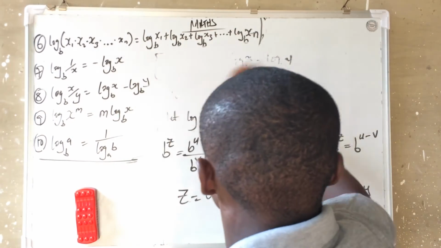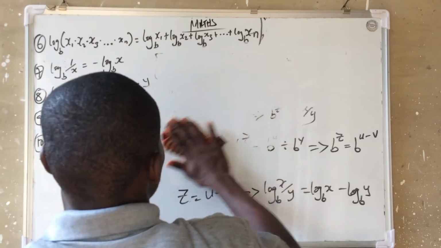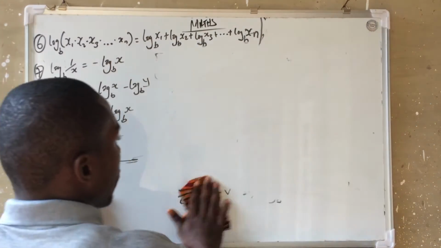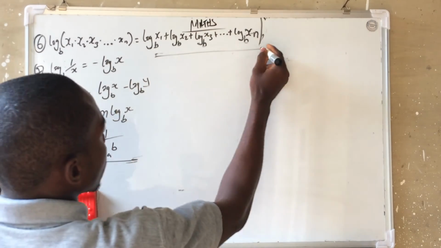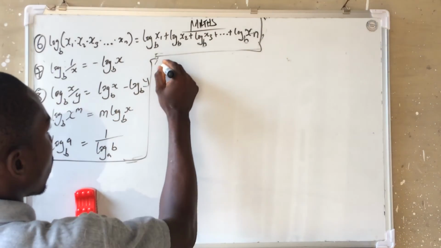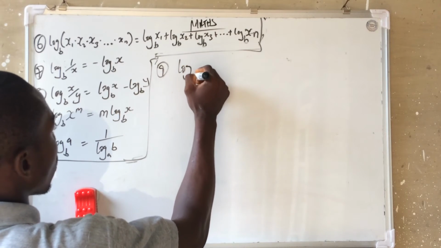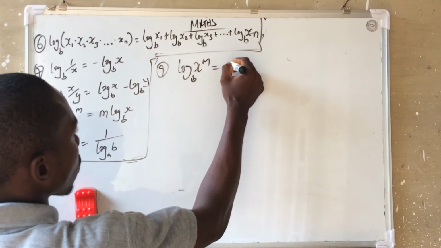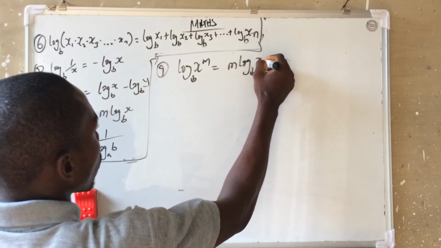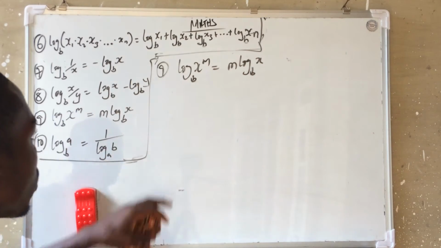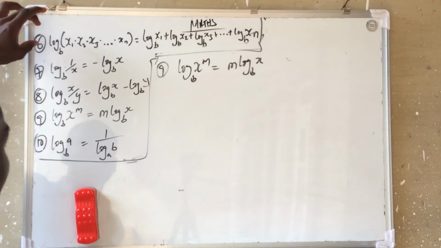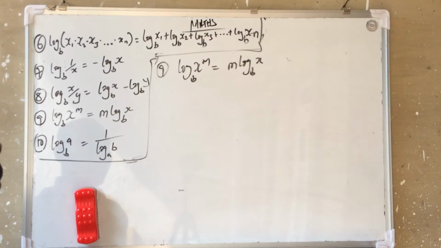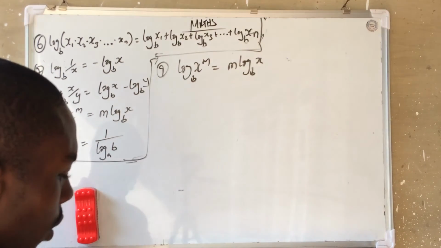So we'll go over to number 9. Go back to number 9. Number 9 says the log base b of x raised to the power m is equal to m log base b of x. Now I want to tell you that this number 9 and number 6 are the same thing.